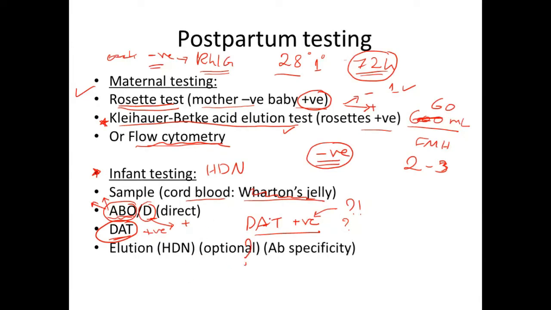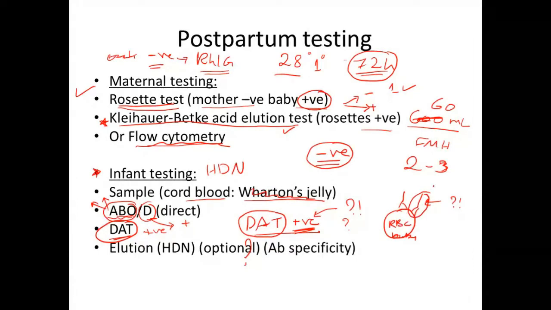How does that come? When we do that test for the baby's RBCs, we get a positive result. So this is the RBC of the baby. We want to know the specificity of this antibody. In this case, do you recommend using baby serum? Yes. Maybe we can use mother serum? Yes. However, we can also elute this antibody.